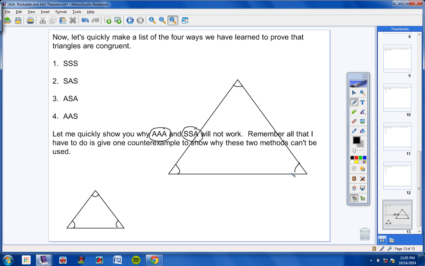So just because the 3 angles in one triangle are congruent to 3 angles in another triangle does not mean those 2 triangles are congruent, okay? They might be, but they might not be either, okay? And all I have to do is show you one counterexample to show you these 2 methods cannot be used. Here's a counterexample right here. Here's a triangle that has 60, 60, 60. Here's a triangle that has 60, 60, 60, but yet they're not congruent triangles, okay?